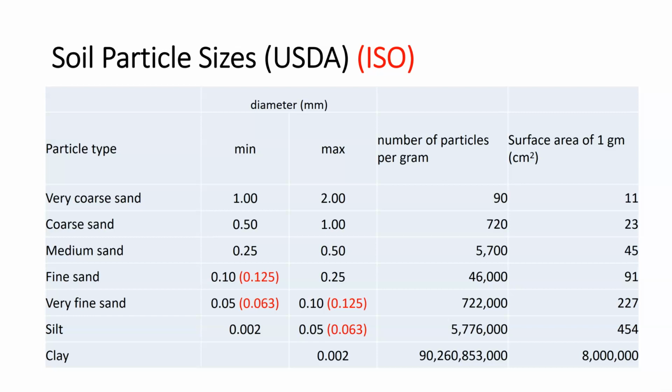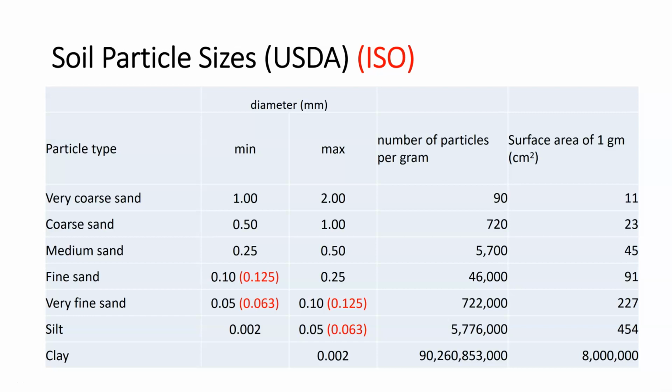If you're looking at a very coarse sand, which is between 1 and 2 millimeters, you get 90 particles per gram. The surface area of 1 gram, which means if you measure the surface area of those 90 particles, comes out to about 11 square centimeters. If I round that up to 12, it would be 3 centimeters by 4 centimeters. 3 centimeters is a little bit over an inch. 4 centimeters is a little bit under 2 inches, which is a fairly good size if you start thinking about it.